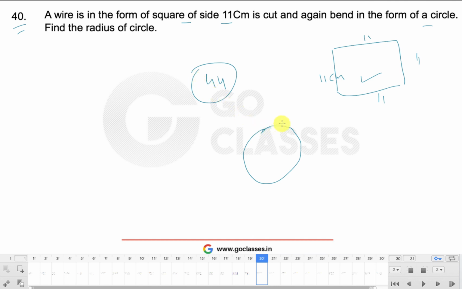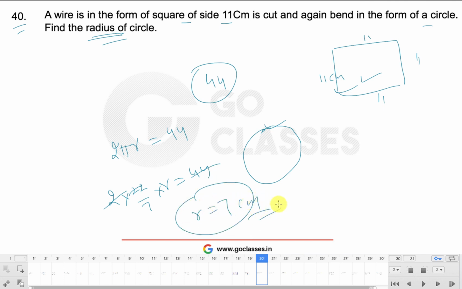And what is the perimeter of this circle? It will be the same, right? Because the wire is the same. So it is 2 pi r equal to 44. We have to find out the radius of the circle. So it is 2 into 22 by 7 into r equal to 44. This 44 will cancel out. R equal to 7 centimeter is the answer.